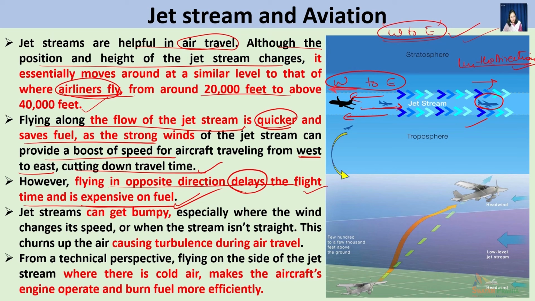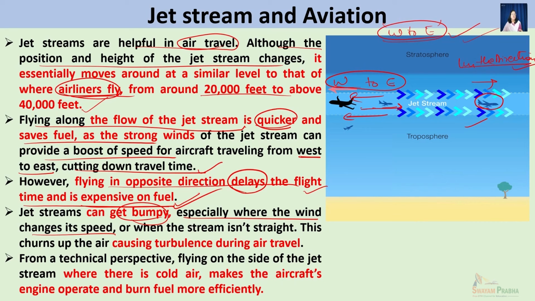Jet stream can also get bumpy, especially where the wind changes its speed and there are sudden changes in the temperature and pressure condition, where there is a sudden steep pressure gradient in the atmosphere, or where the stream isn't straight. This churns up the air, causing turbulence during air travel. So it can also hinder the air travel experience. From a technical perspective, flying on the side of the jet stream where there is cold air makes the aircraft engine operate and burn fuel more efficiently.